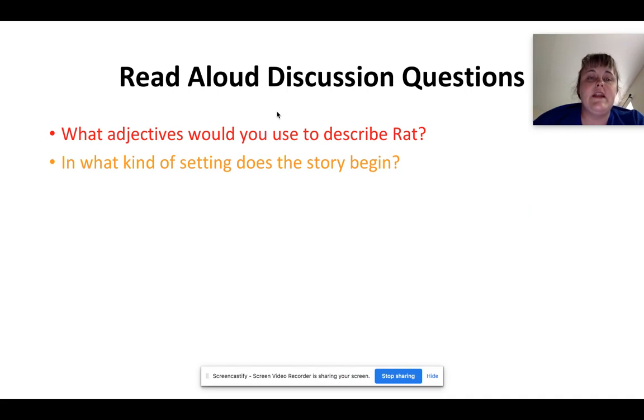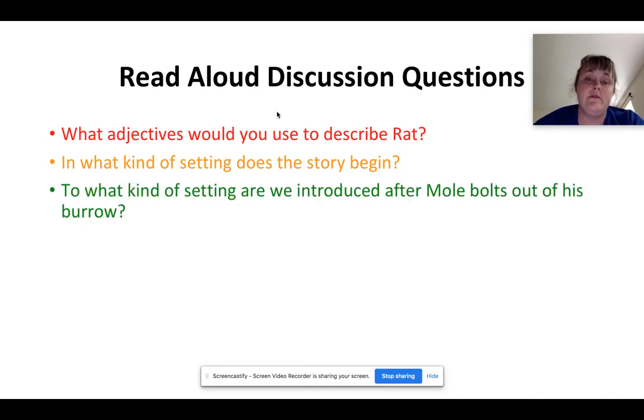In what kind of setting does the story begin? So where is Mole when we first are introduced to the read aloud? To what kind of setting are we introduced after Mole bolts out of his burrow? So it starts out in his little burrow, and then he comes out into the world. So he's by the riverbank.